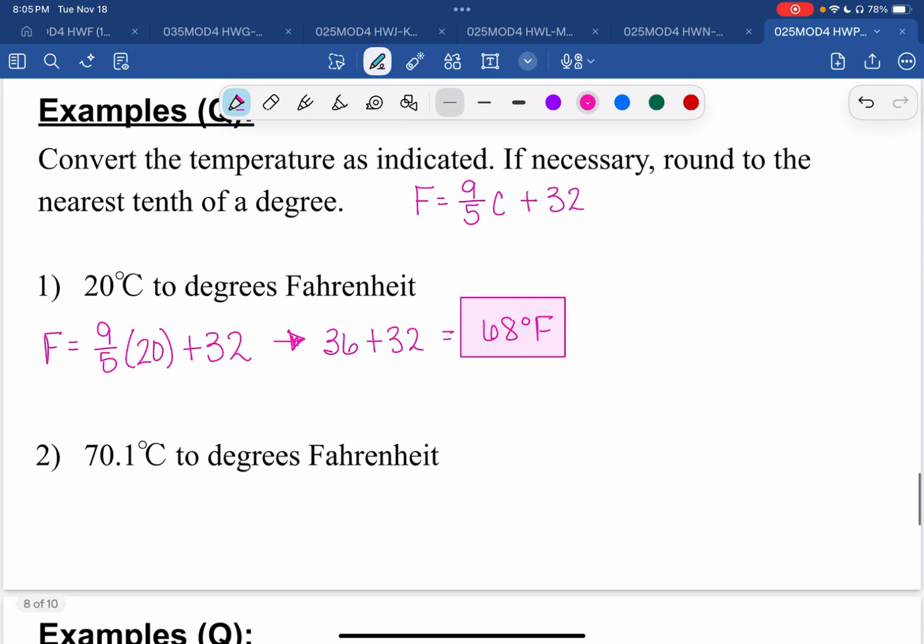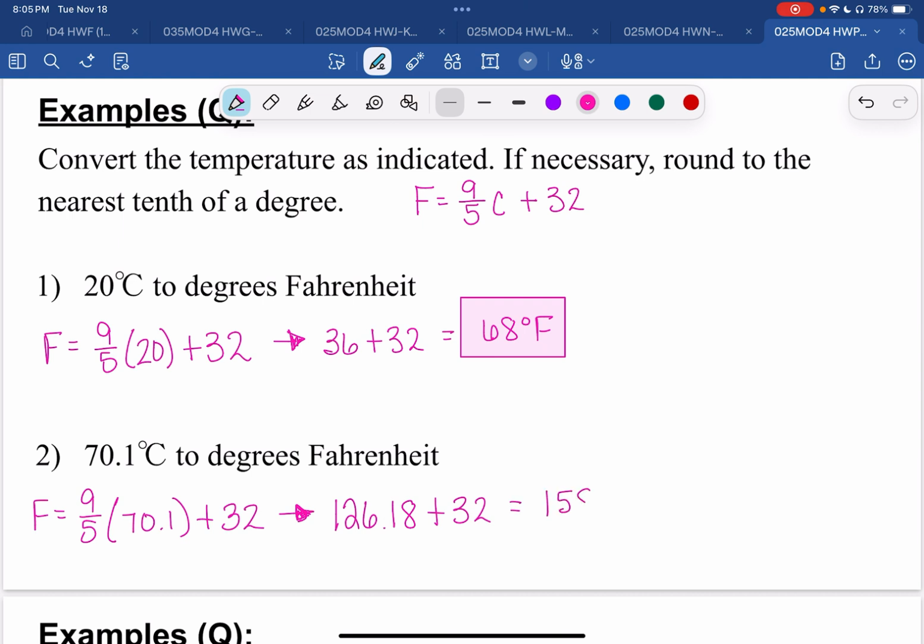Okay. Again, we've got 9/5, our degrees Celsius, plus 32. To solve it, first, you're going to multiply the 9/5 times the 70.1. That would give us 126.18. Then add the 32. So 158.2 degrees Fahrenheit.